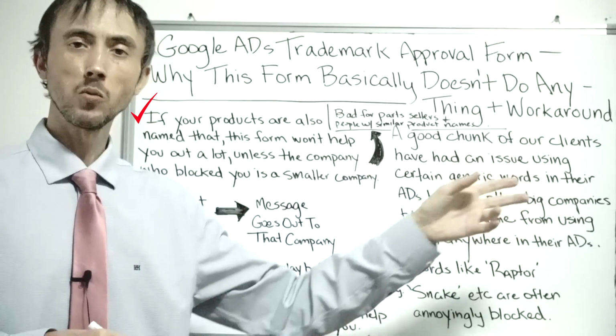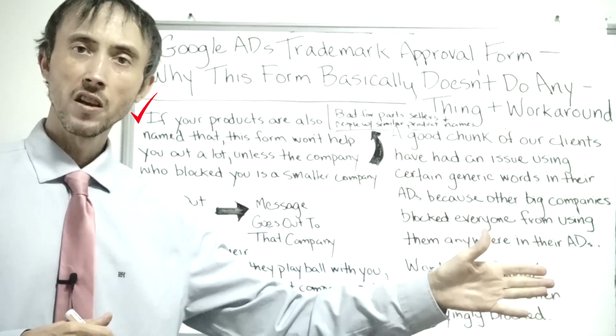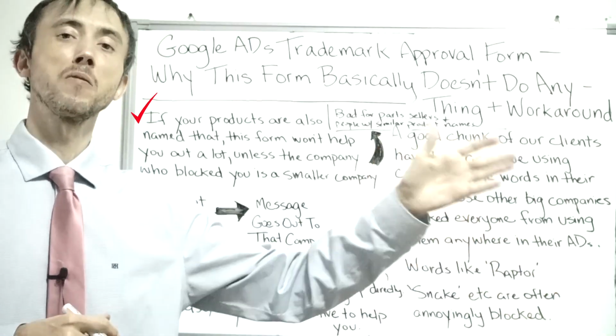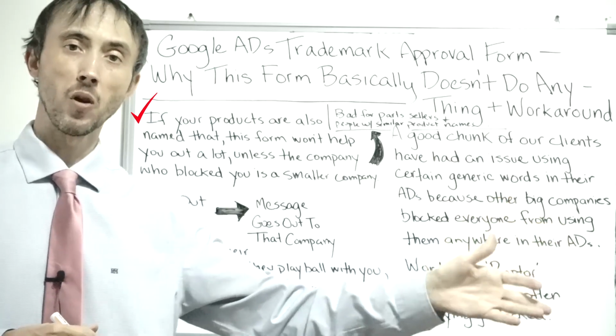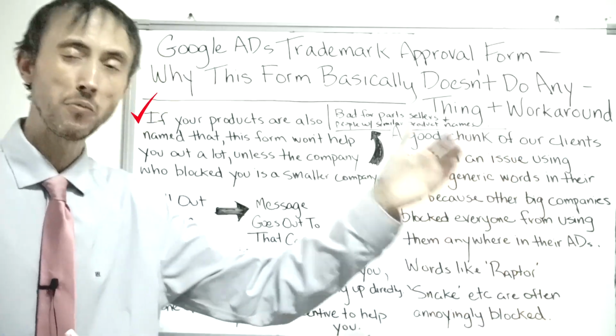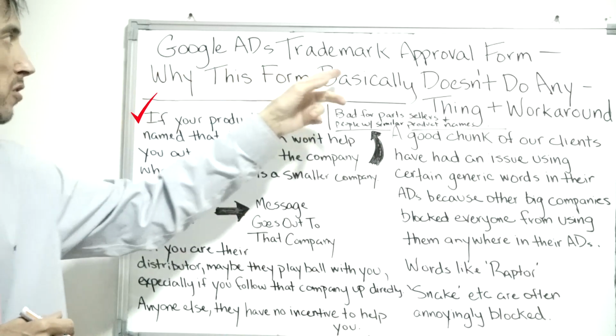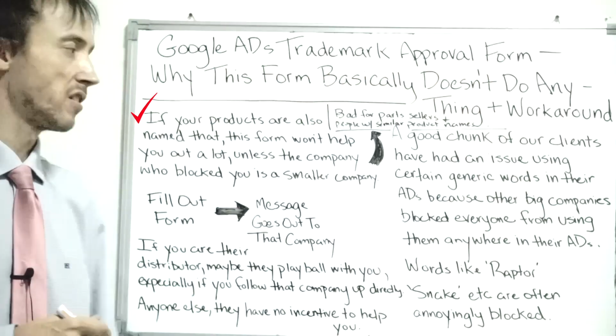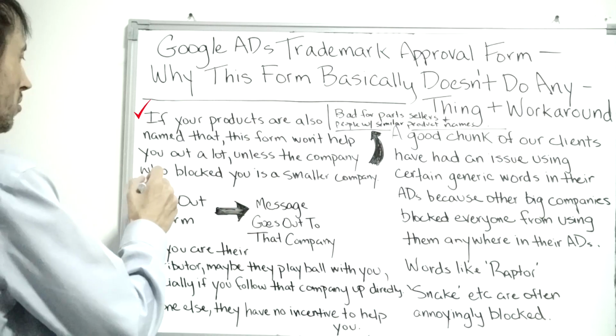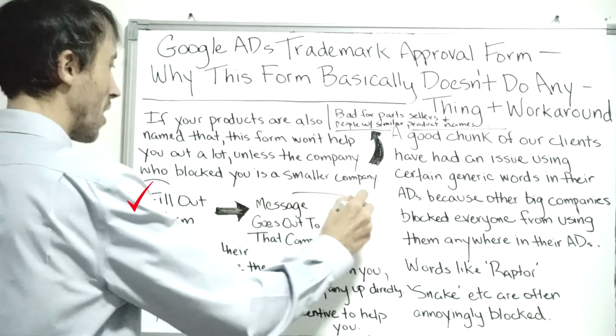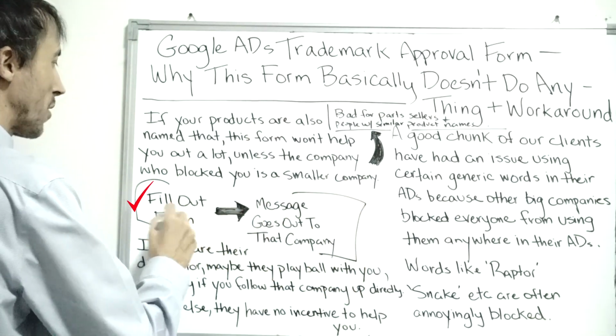So in the instance where Ford is the one that blocked you, who originally filled out the trademark blocking form to block you from being able to use the word Raptor in your ad, filling out this trademark approval form ain't going to help you, because of how this system actually works. The form's filled out, right? And then a message goes out.